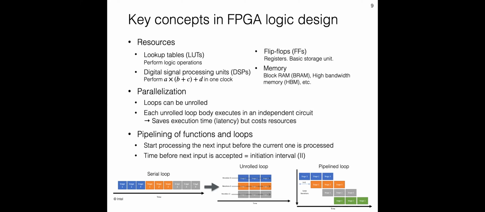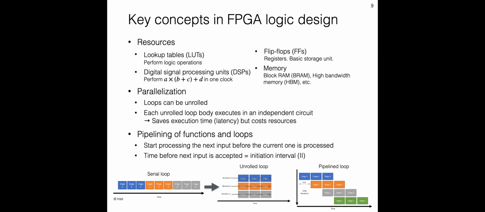And then there are two concepts that are important in understanding how FPGAs can be advantageous compared to other processors. One is parallelization, the other is pipelining. Parallelization means that you can unroll the loops as much as you want, given the resource usage constraint. And each unrolled loop body executes in an independent circuit.